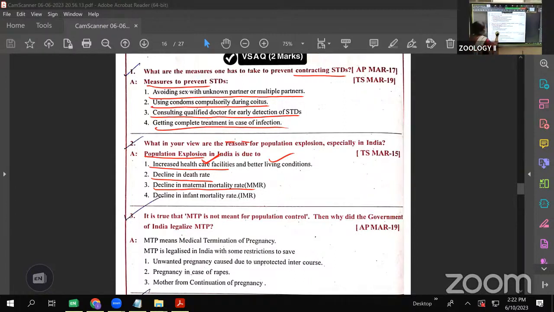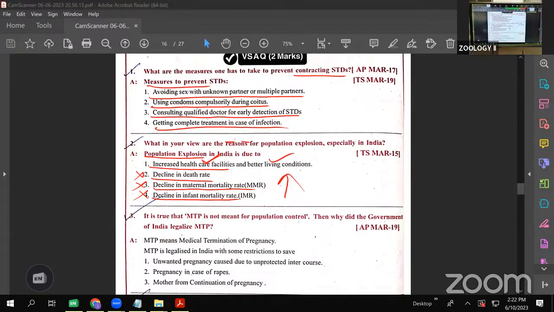Next is the decline of the infant mortality rate. All the death rate is declined, the maternal mortality rate is declined, and also the infant mortality rate is declined automatically. The population will be increased. That we call population explosion.